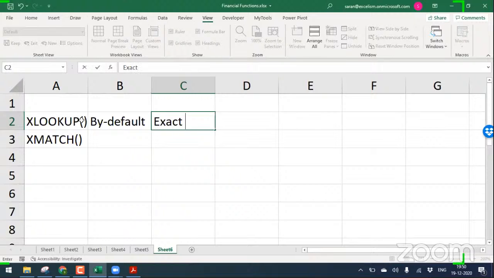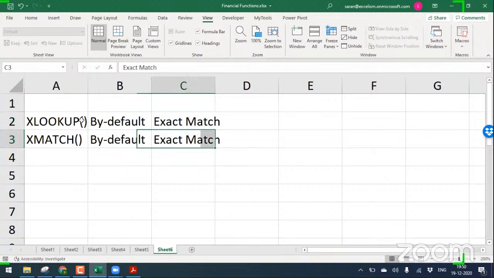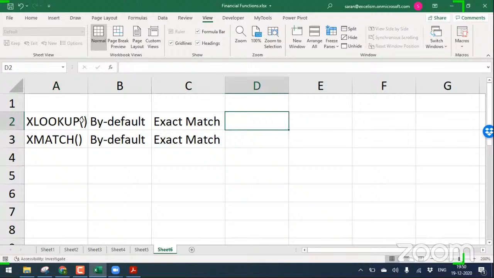One second. Exact match here is also the default, but earlier in the MATCH function or VLOOKUP function, by default it's an approximate match.